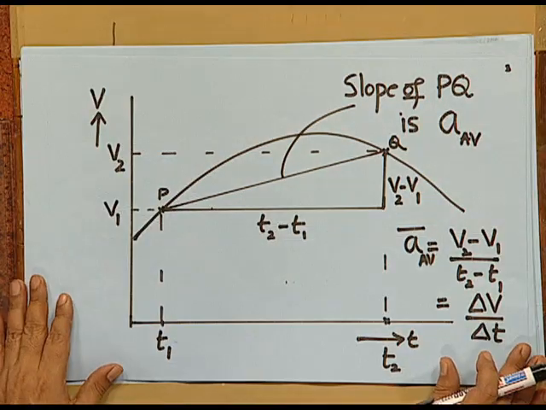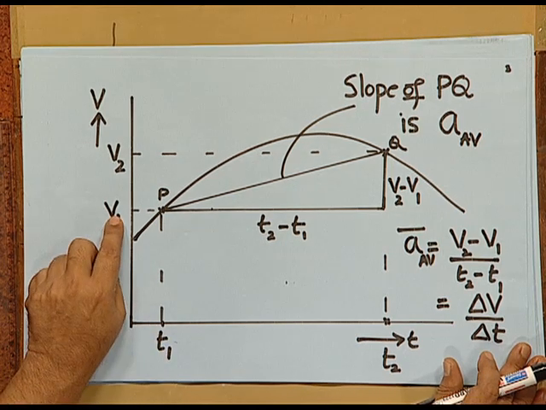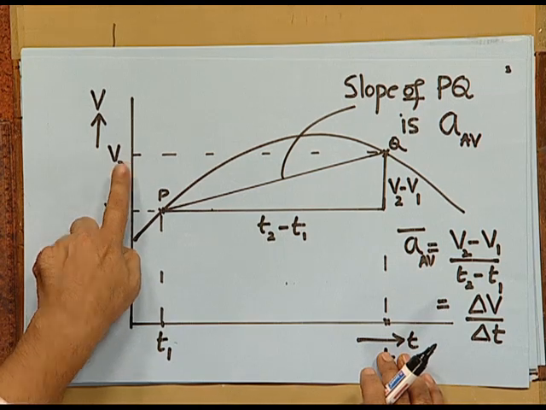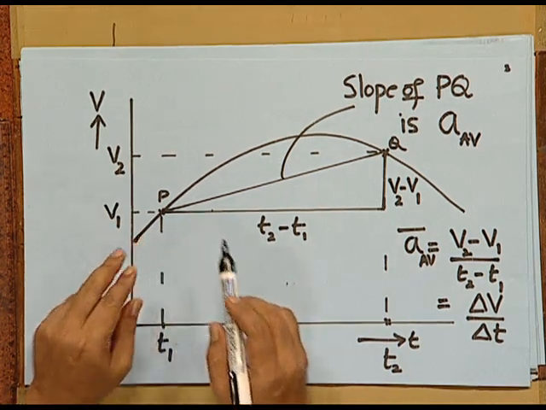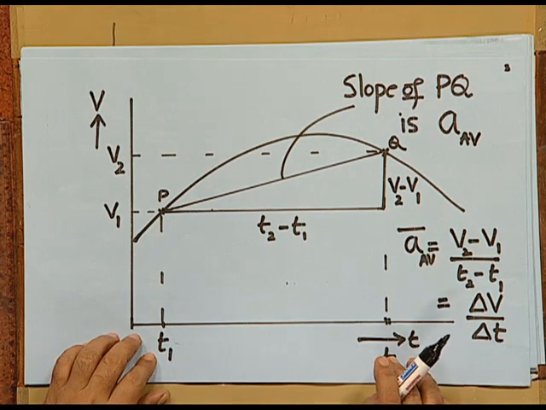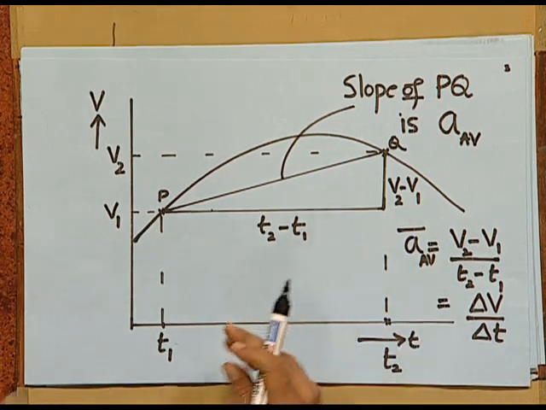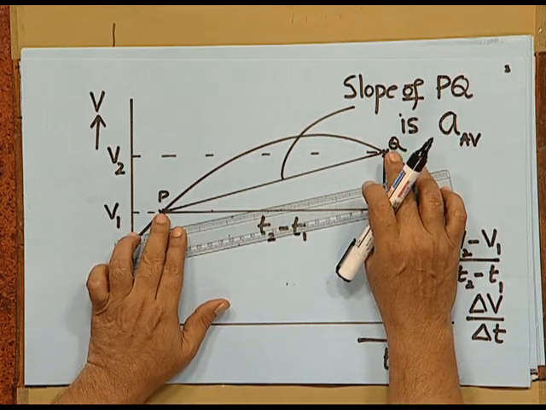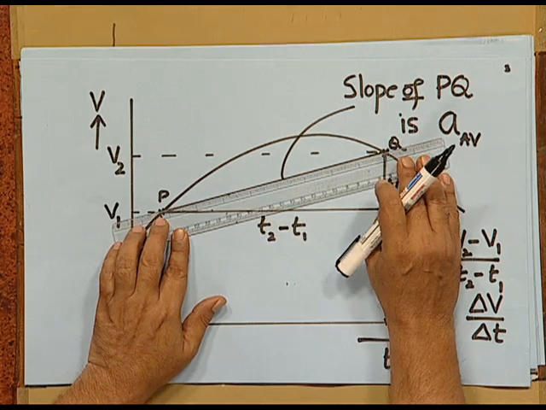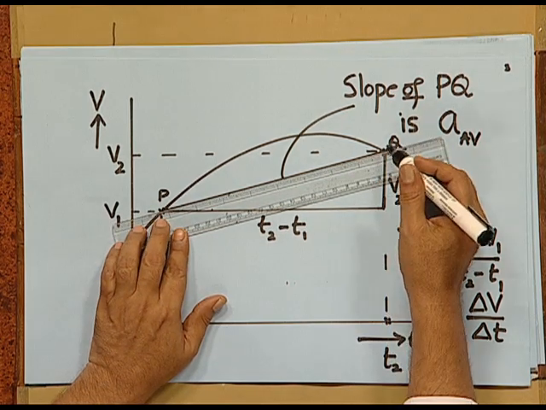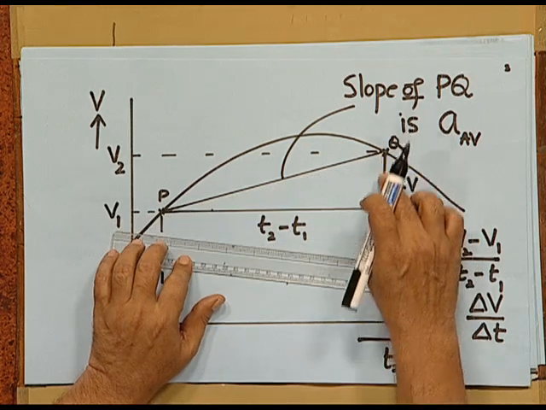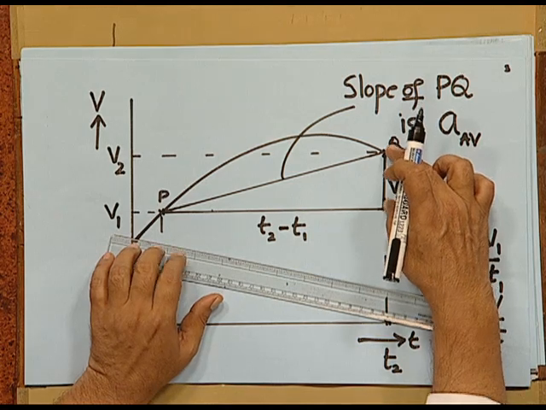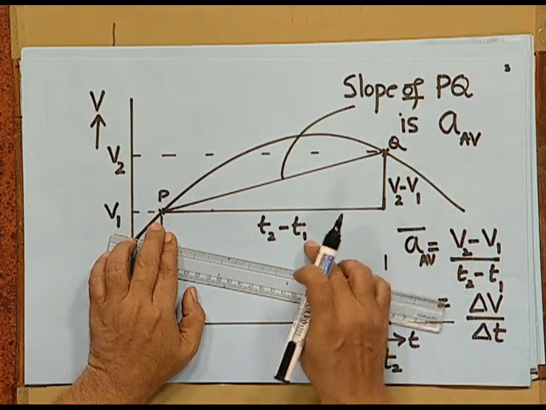Look at this graph. At time t1, the velocity is v1, at time t2 the velocity is v2. The variation in the velocity in the interval t1 to t2 is measured by joining this point p and q, that is where the velocities are v1 and v2. Join this line from p to q and construct this triangle. The height of this triangle is v2 minus v1 and the base of this triangle is t2 minus t1.